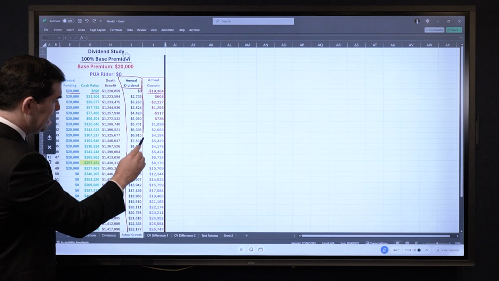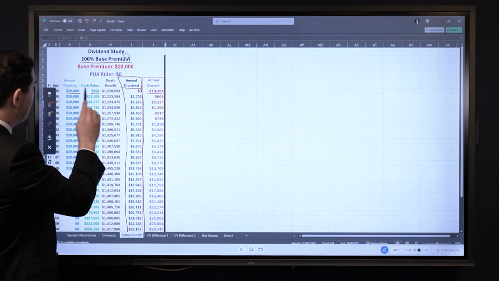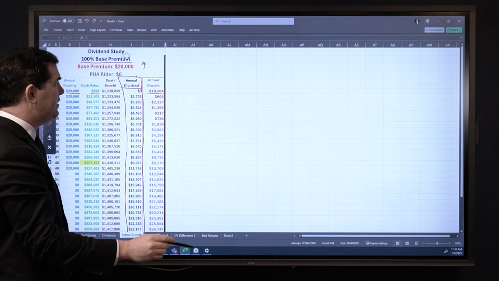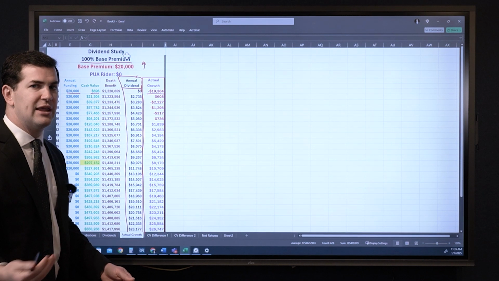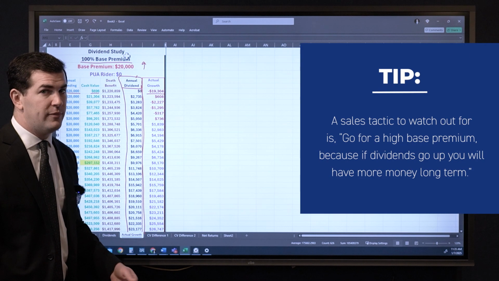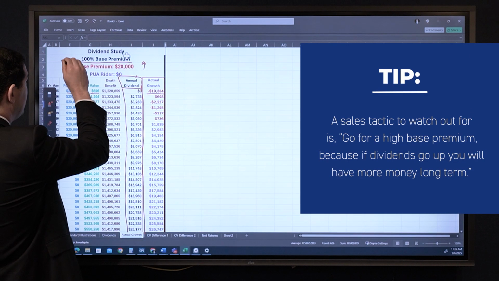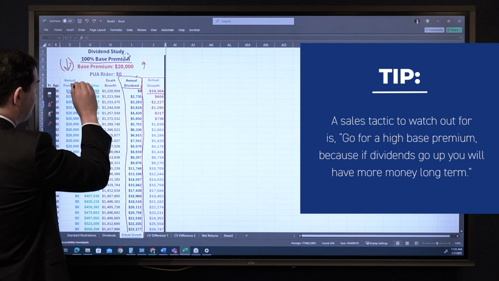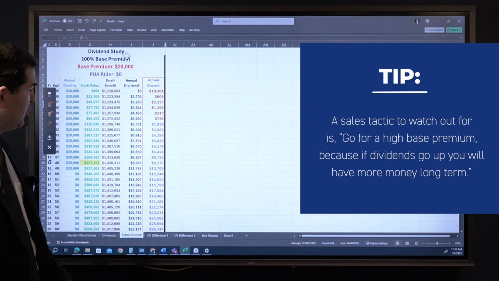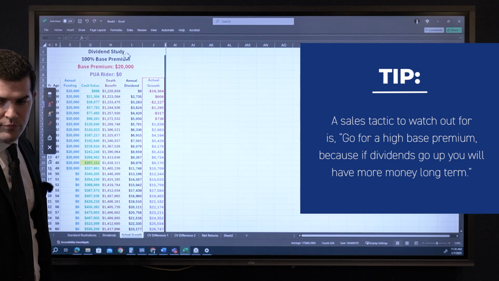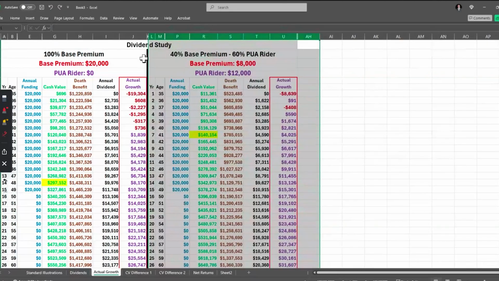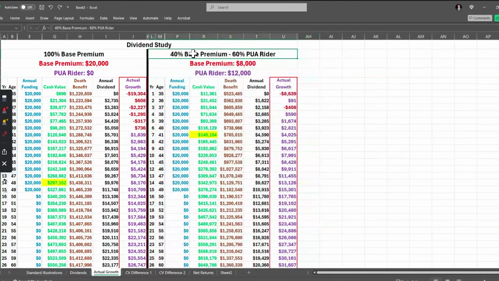So the argument here we often see is if you go with a higher base premium, you're going to have a higher dividend, which should give you more money long term. It is not guaranteed at all. The guaranteed values show the lowest cash values with a high base premium. So this is the 100% base premium. In purple is your actual growth. Then we've got the 40% premium, 60% PUA.